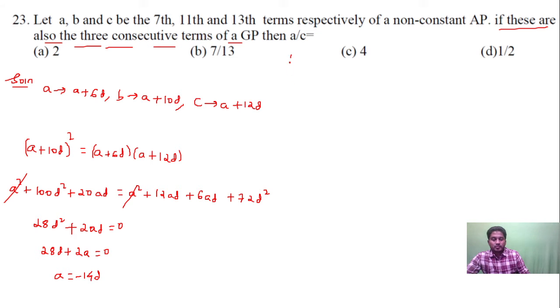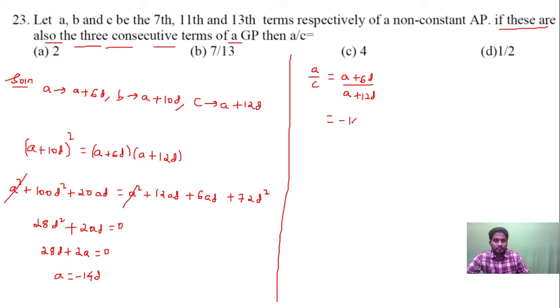Now I am supposed to find out the value of a upon c. a is equal to a plus 6d and c is equal to a plus 12d. Now the value of a is minus 14d, so minus 14d plus 6d, and again minus 14d plus 12d. So the numerator will be equal to minus 8d, and the denominator will be equal to minus 2d. That's equal to plus 4. That's the answer, guys. The answer is option C. Okay, let's move to the next question.